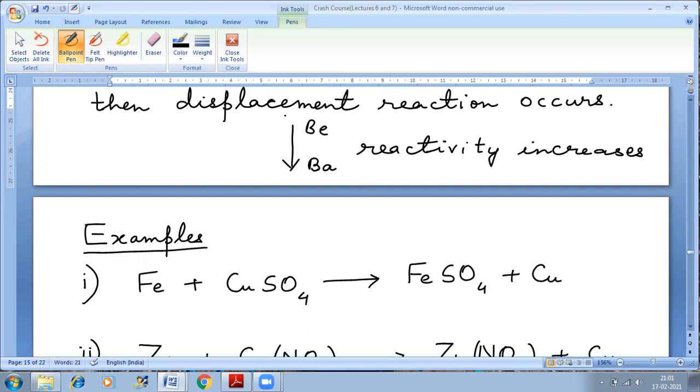if you analyze the elements of one particular group, then the reactivity increases on going from top to bottom. That's like a shortcut which you can keep in mind. If I compare beryllium and barium, definitely barium is going to be much more reactive than beryllium. And also I can say that the order of reactivity will be like this: barium, strontium, calcium, and so on. So the most reactive will be this, and the least reactive will be this.